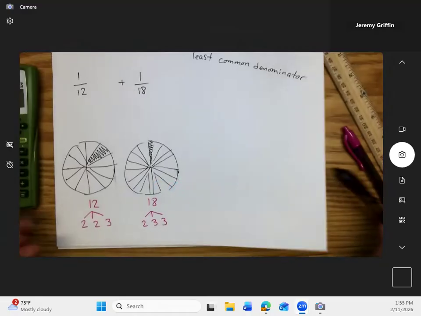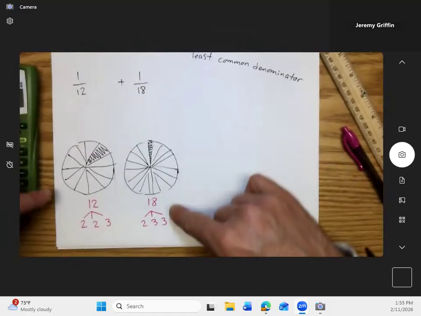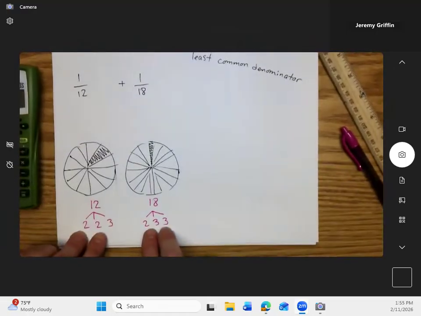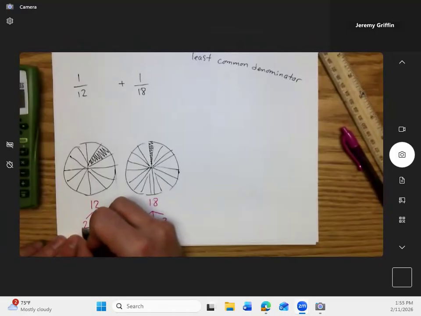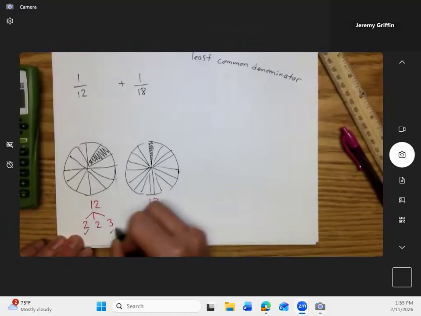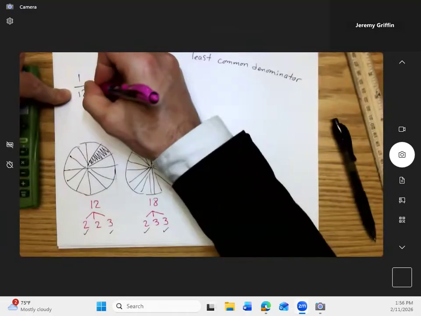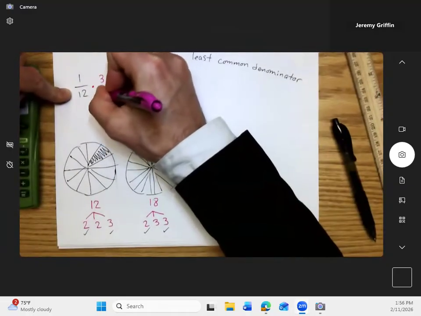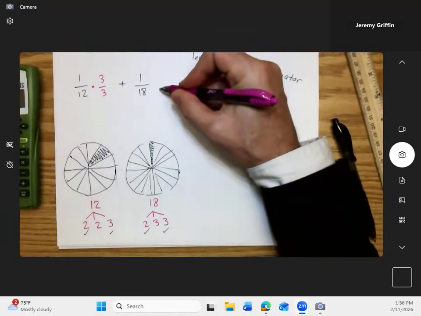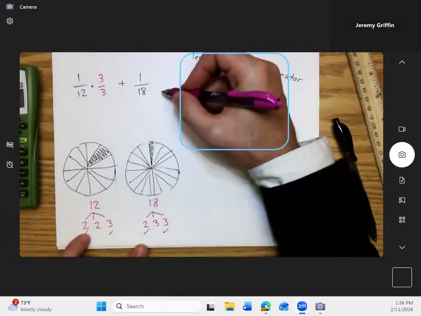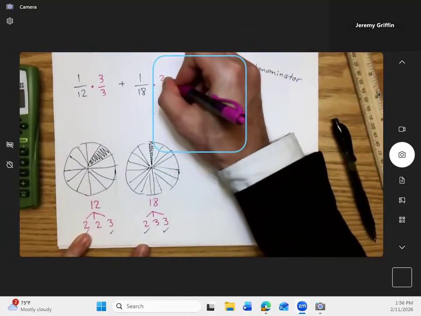And the idea here is this 12 and this 18 have some factors already in common. Like they each have a 2 already, and they each have a 3 already. But what this 12 lacks is what? Yeah, it needs another 3. So I'm going to multiply this guy top and bottom by 3 over 3. And what does this 18 lack? Yeah, it needs another 2. So I'm going to multiply top and bottom by 2 over 2.